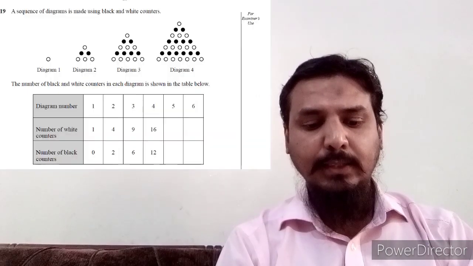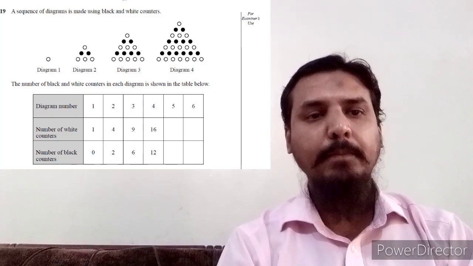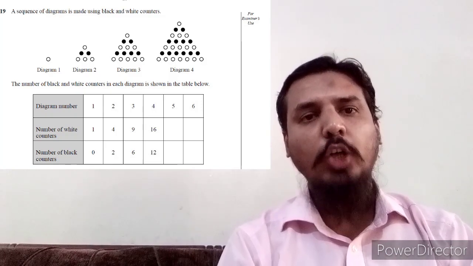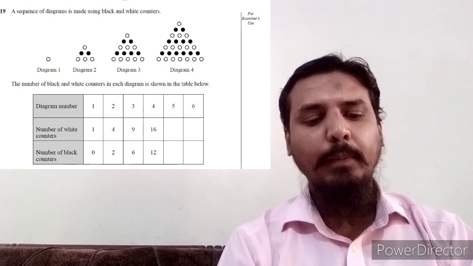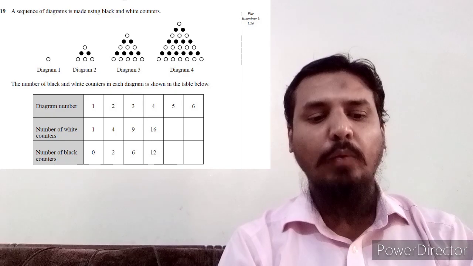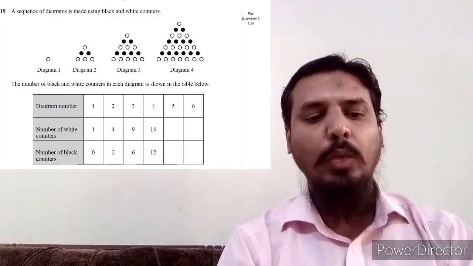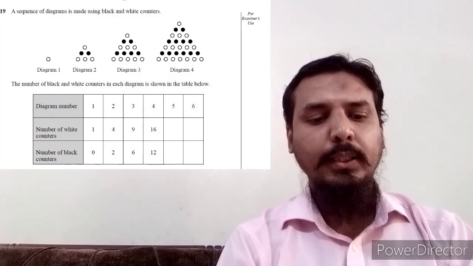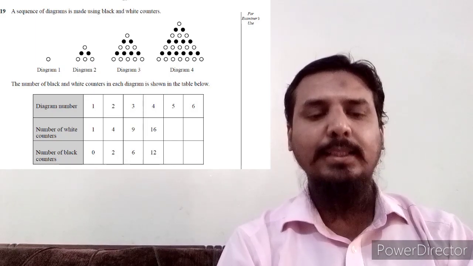Now we can practice one question, and that will be summer 2012 paper 1, question number 19. In this one, a chart of 3 rows is given. In the first row, diagram numbers are given. In the second row, the number of white counters is given, and in the third row, the number of black counters is given. The diagram numbers are 1, 2, 3, 4, 5 and the white counters are 1, 4, 9, 16.